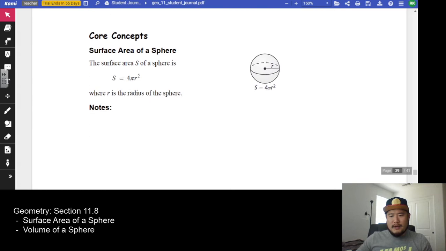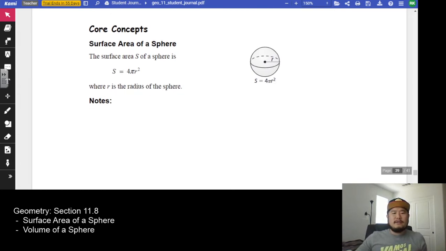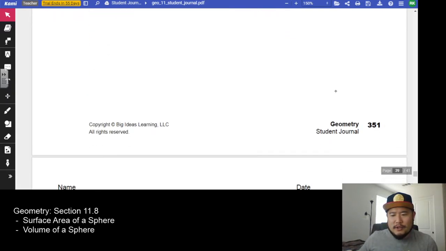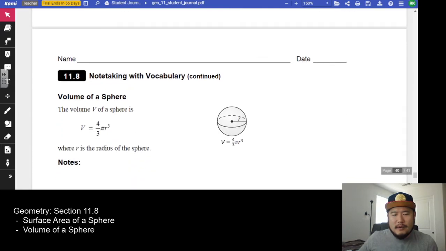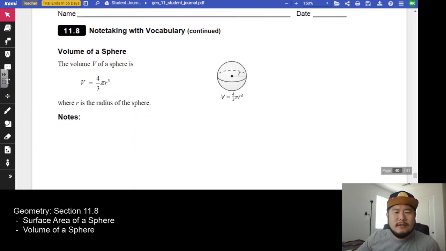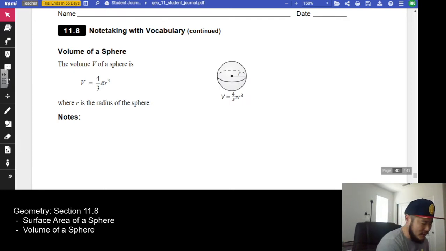The first one right here is the surface area of a sphere. It is S is equal to 4 pi r squared. All right, the surface area of a sphere, 4 times pi times r squared. And your last equation for geometry right here, we have volume of a sphere, and that's 4/3 pi r cubed. All right, so make sure, memorize them both and put those in your notes.